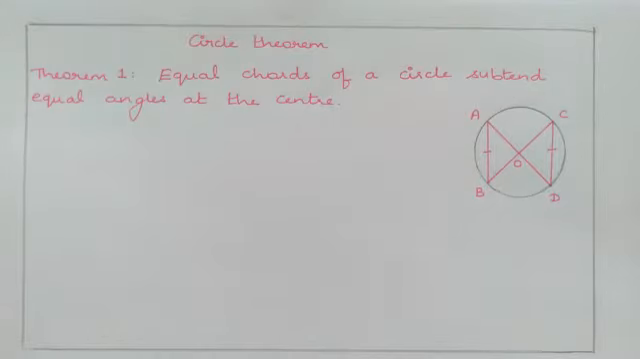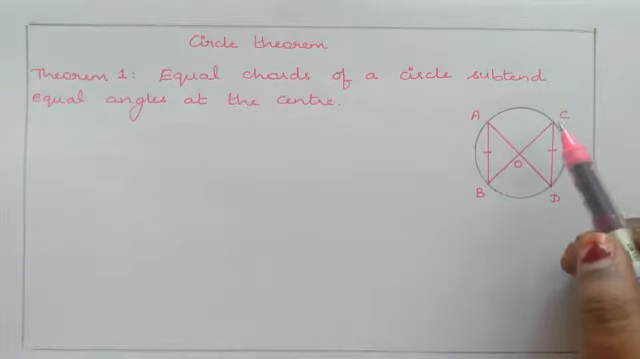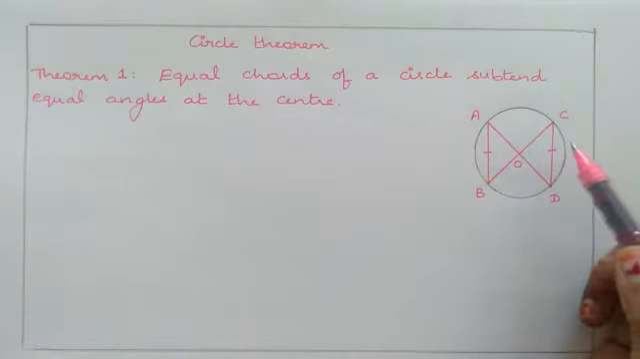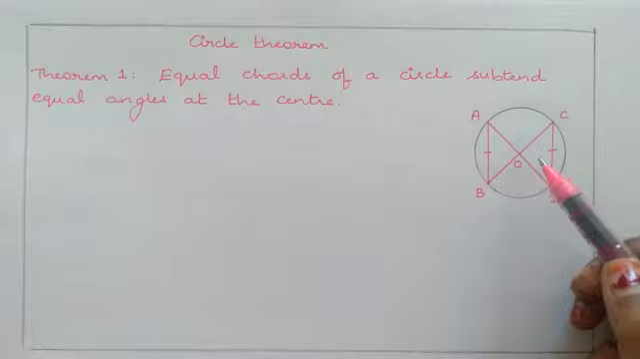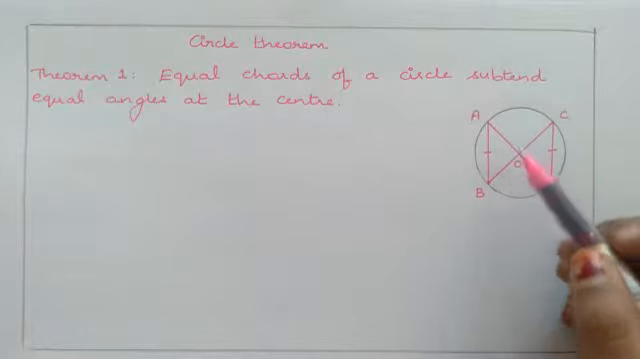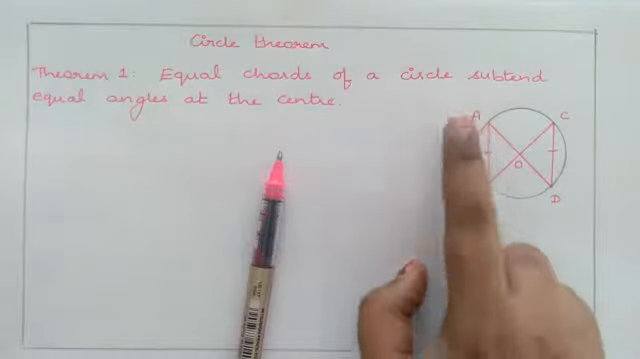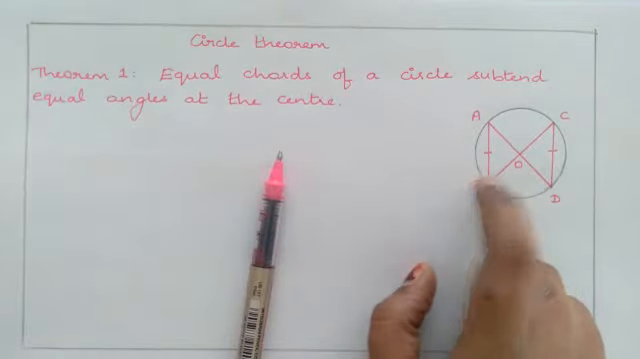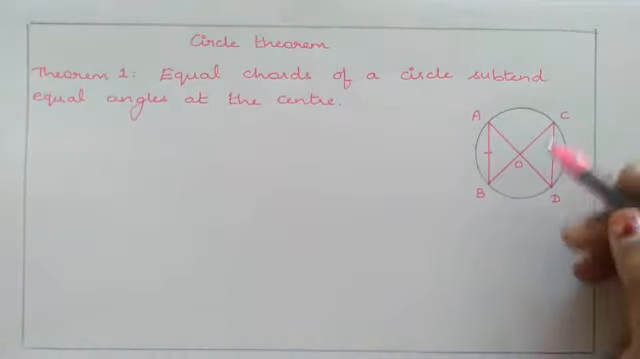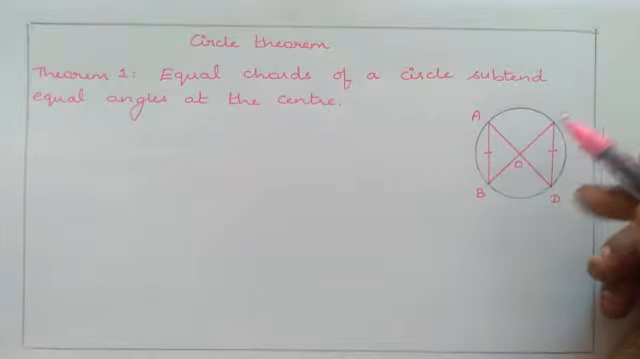Circle theorem, theorem 1. Equal chords of a circle subtend equal angles at the center. So we are given that two chords are equal in a circle. First of all, a chord is nothing but a line segment where the end points of the line segment will be touching the circumference of the circle. Such a line segment which is drawn inside the circle is called a chord.